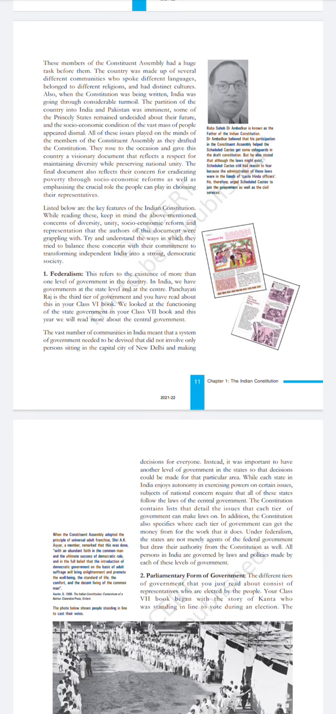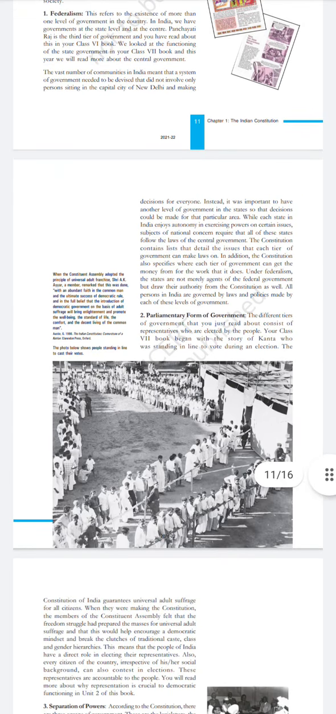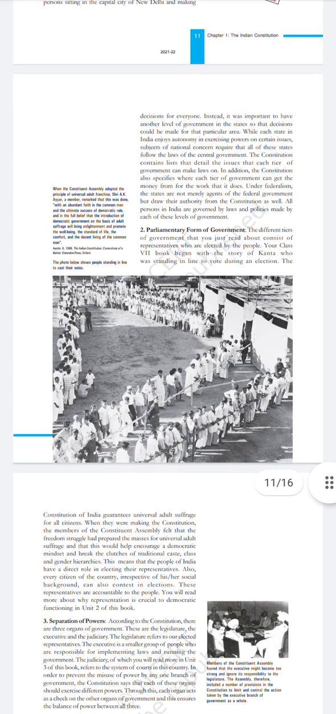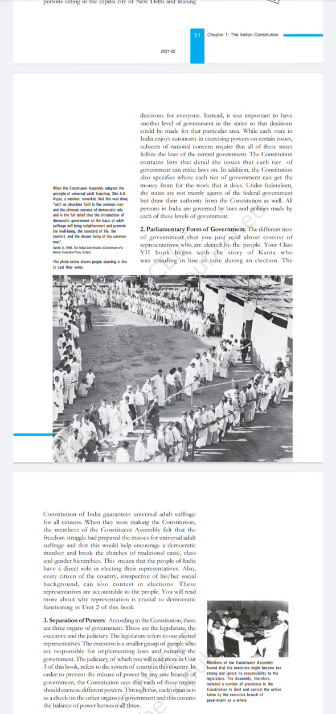The vast number of communities in India meant that a system of government needed to be devised that did not involve only persons sitting in the capital city of New Delhi and making decisions for everyone. Instead, it was important to have another level of government in the states so that decisions could be made for that particular area. While each state in India enjoys autonomy in exercising powers on certain issues, subjects of national concern require that all of these states follow the laws of the central government.